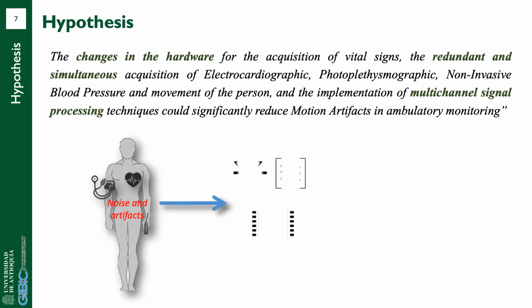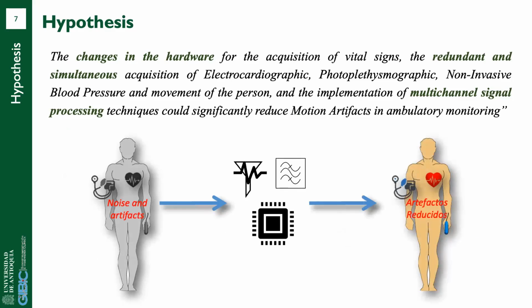For this reason, we propose the following hypothesis. The change in the hardware for the acquisition of vital signs, the redundant and simultaneous acquisition of electrocardiography, photoplethysmography, and non-invasive blood pressure, and movement of the person, and also the implementation of multi-channel signal processing techniques could significantly reduce the motion artifacts in ambulatory monitoring.